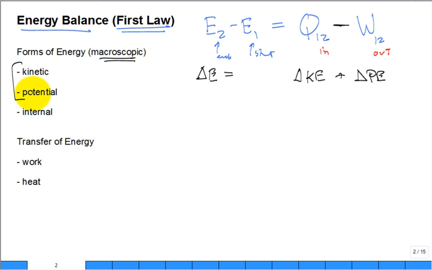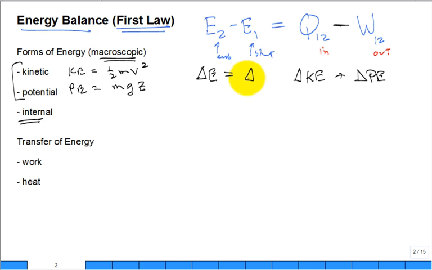How fast is it going? What's the mass of the system? Isn't the kinetic energy the 1/2 mv squared? V is the speed. What about the potential energy, PE? Isn't that mgz? How high is it in elevation? Maybe it changed elevation going from Z1 to Z2. Maybe it went down, lower. So Z's change. But the new one, maybe, is internal energy.